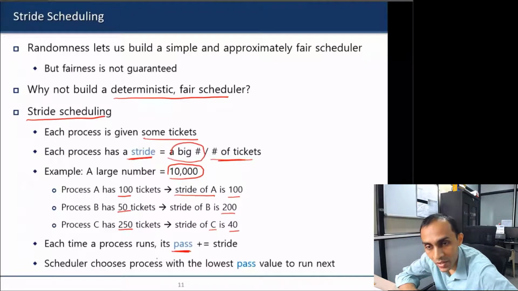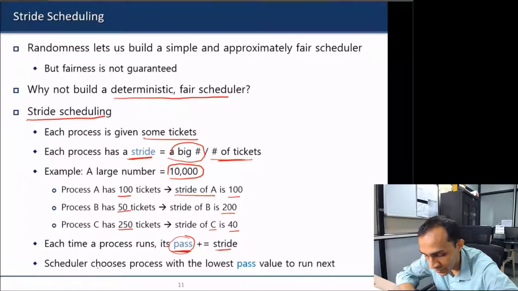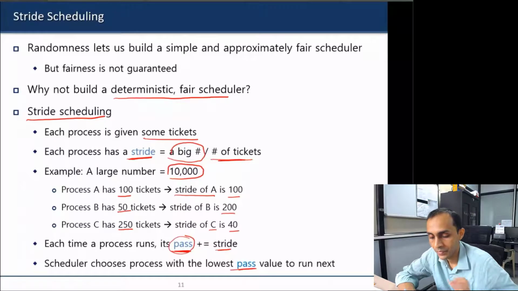And whenever a process runs, you will increment that pass value for that process by its stride value. Every time the scheduler has to decide which process has to run, it will see which process has the lowest pass value. Whichever has the lowest pass value, it will schedule that one to run. So let us see how it works.